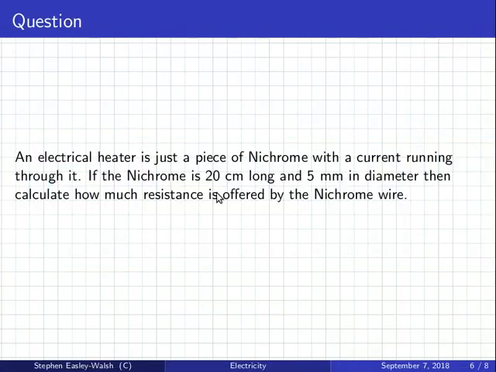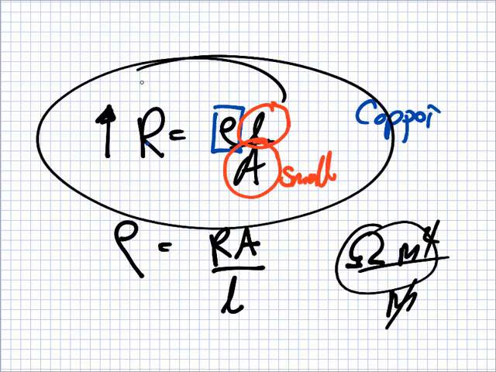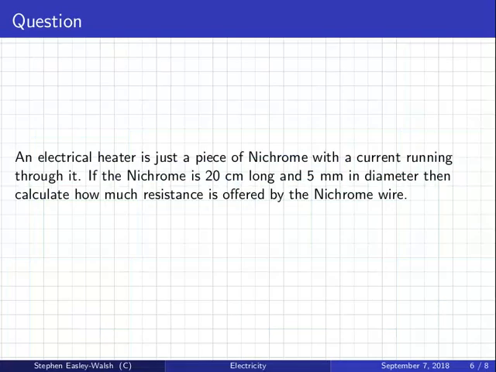The nichrome is 20 centimeters long. Now that's not really realistic. I think in a real heater it's more like a meter long. It's 5 millimeters in diameter. I want you to calculate the resistance. So I want you to use this formula. We know this from our table. We know this, and the area, you can imagine it as a circle. Okay? I'll give you a minute to calculate this. I don't think it should cause you any problems.